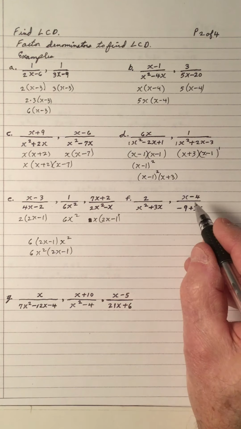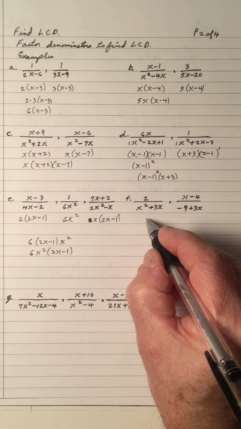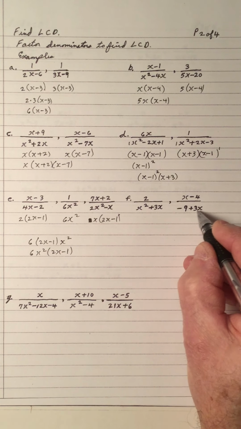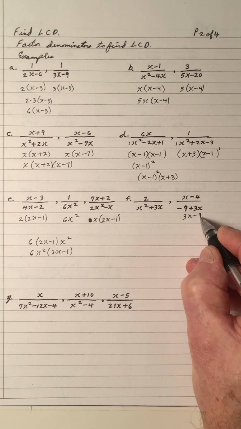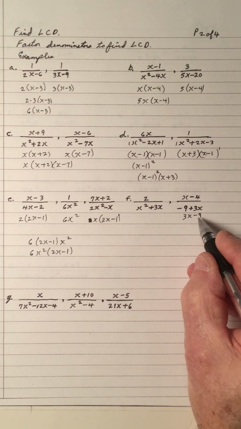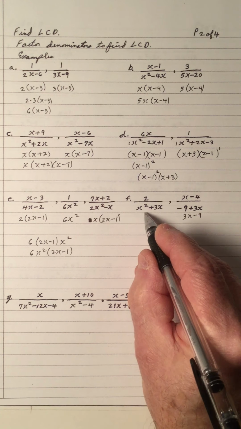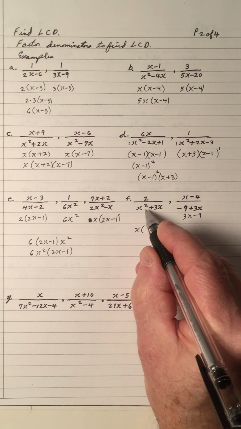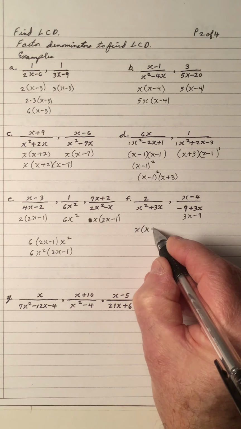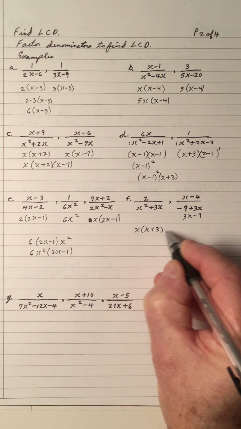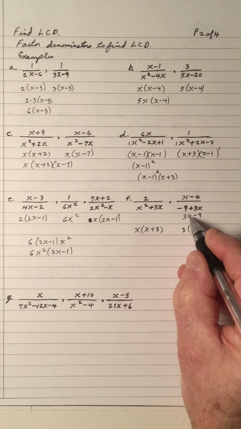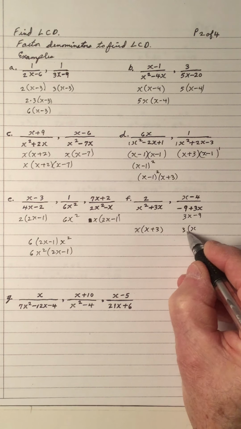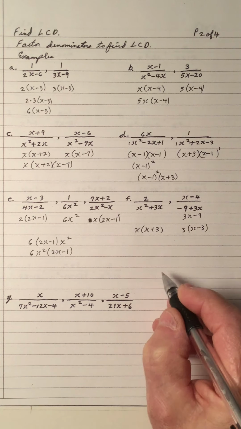F, descending order. Okay, so we have to write this one in descending order. So that's a 3x minus 9. The 3x goes before the 9. Now we factor. X is the GCF. X squared divided by x is x. 3x divided by x is 3. We have 3 as a GCF, so it's 3x divided by 3 is x. Negative 9 divided by 3 is negative 3.